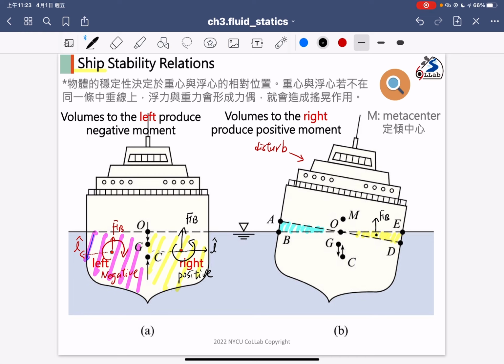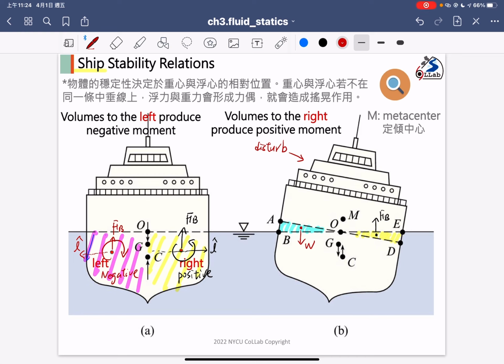On the right hand side we have additional area immersed into the liquid, so we have additional buoyant force. But on the left hand side, because this area is uplifted from the liquid, there is no buoyant force, right? So in here we only have the weight, because that area is uplifted above the liquid surface, so it's transferred to the weight contributions.